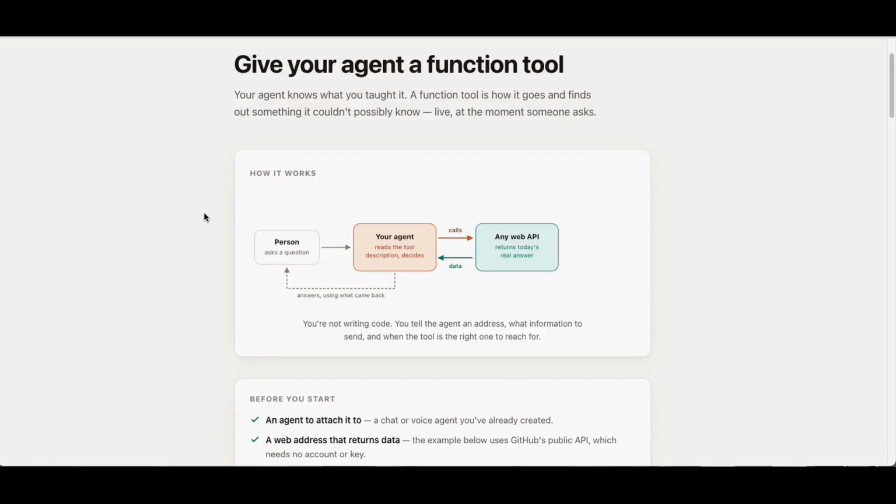A function tool is just an API call your agent can make on its own. You tell it the address, what information to send, and when to use it. Then the agent decides, mid-conversation, whether it needs it. You're not writing code, you're filling in a form.